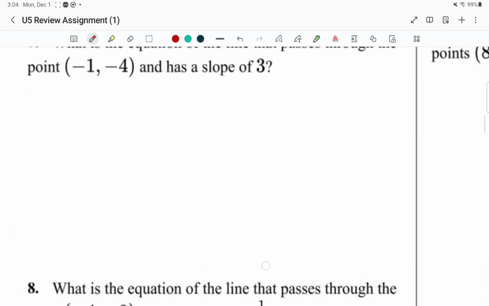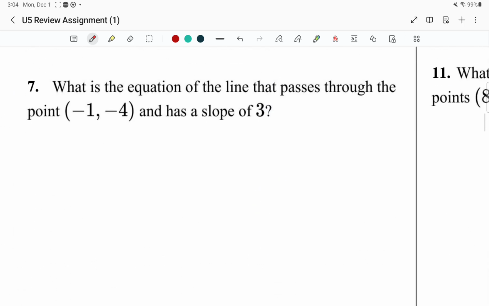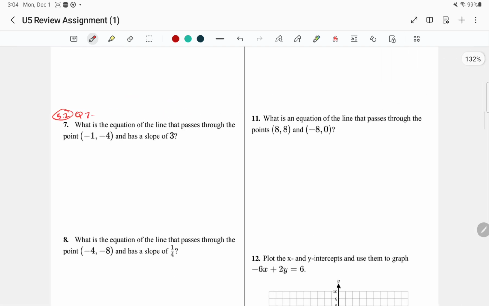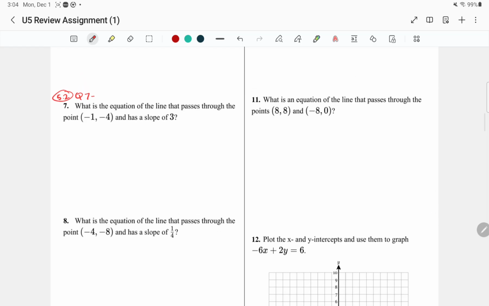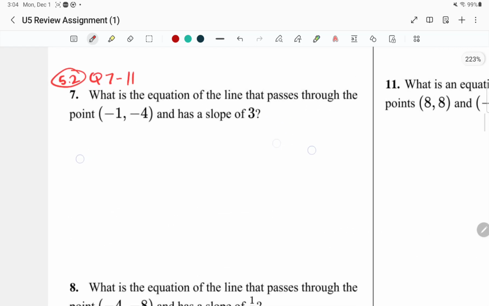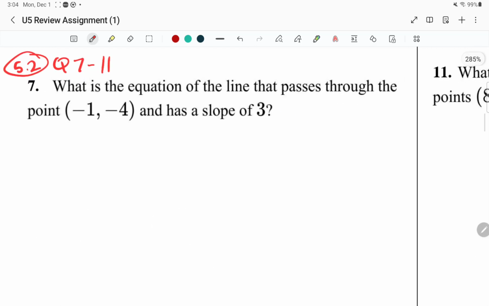Okay, and you have 2 of those. There's the other one. Okay, we're on to 5.2. 5.2 is going to be questions 7 to 11. What is the equation of the line that passes through the point, that one, and has a slope of 3? Okay, you're given a point and a slope, so we should use point-slope form. That is this one.